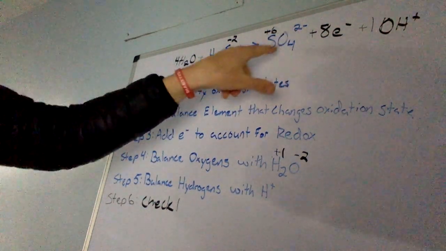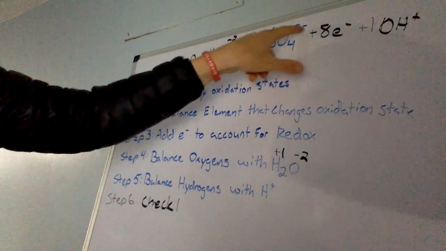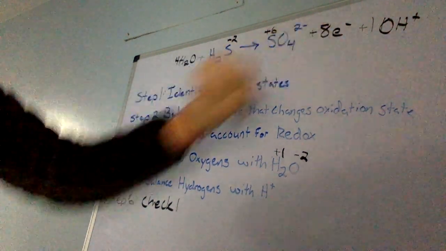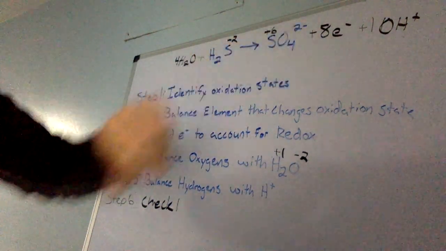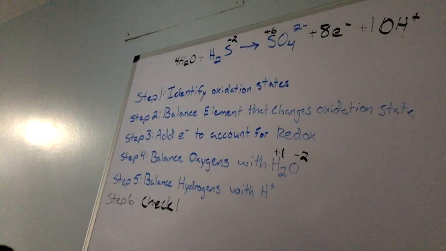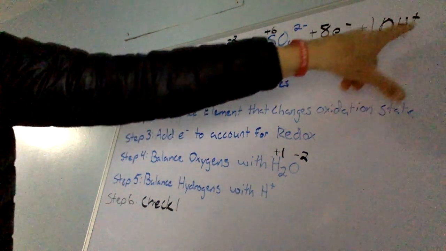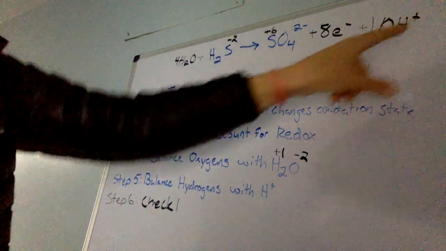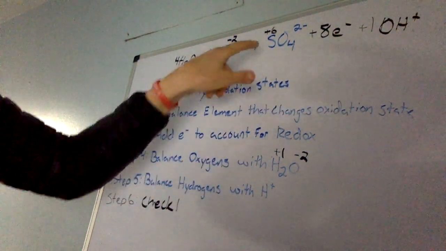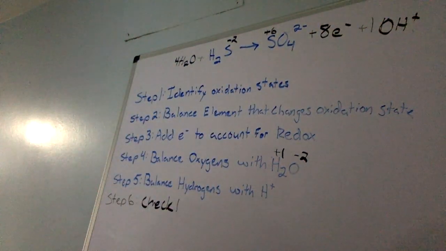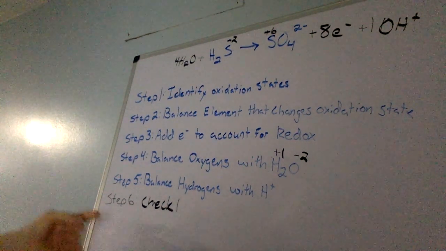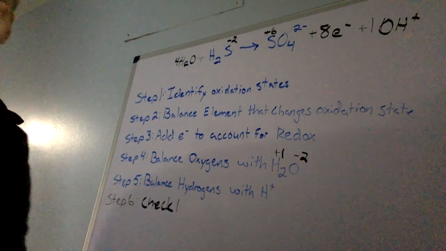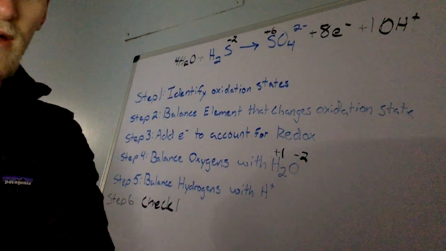I have a 2- charge for my sulfate ion. So that's 2-. I have 8 electrons. That's 8 times -1, so that's -2 plus -8. That's a -10. I have 10 H+, so that's 10 positive charges. I have 10 negative charges. Overall, my right-hand side doesn't have any charge. We always get to check. Keep that in mind. We can always check to make sure that our reaction is balanced.